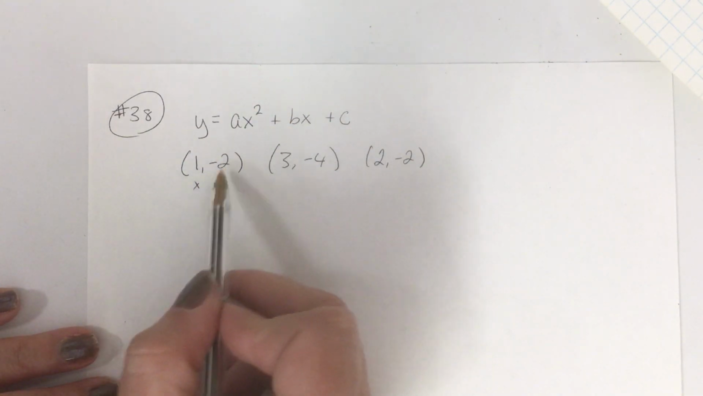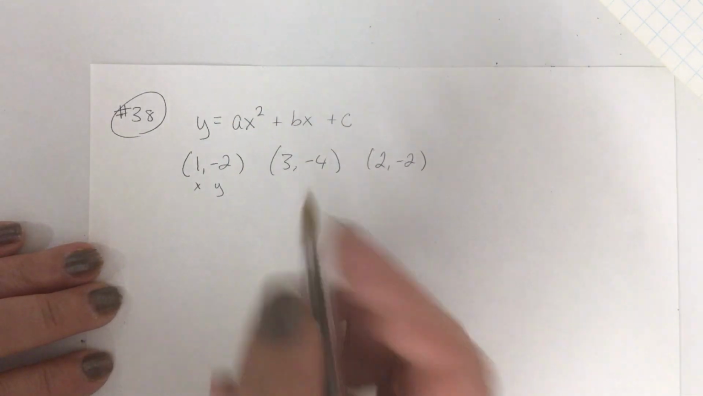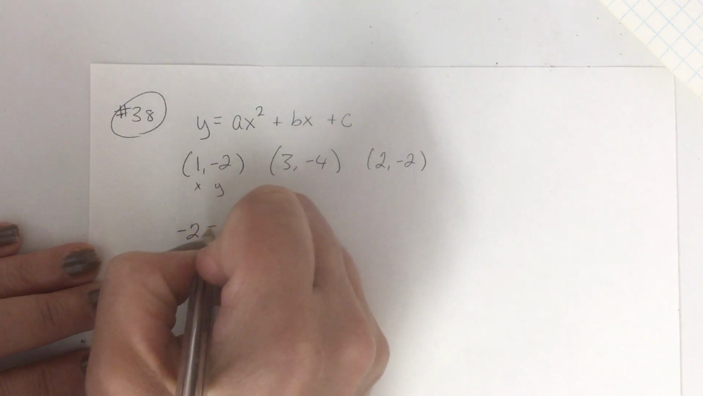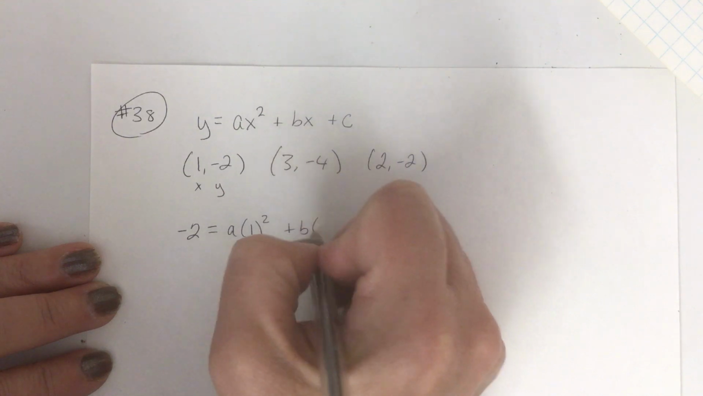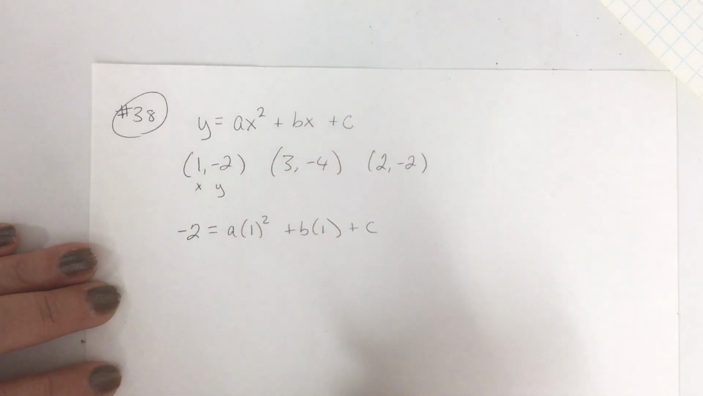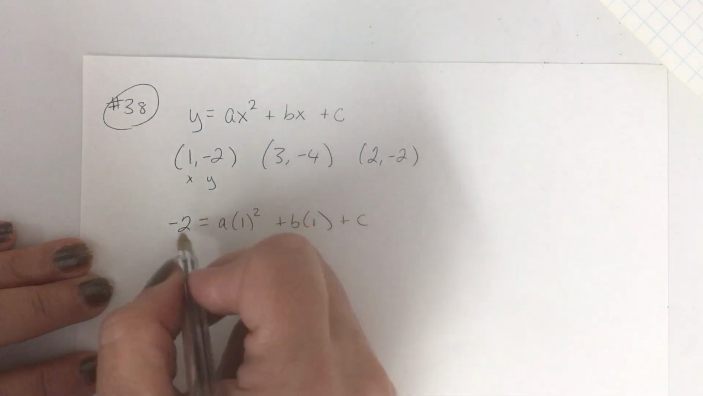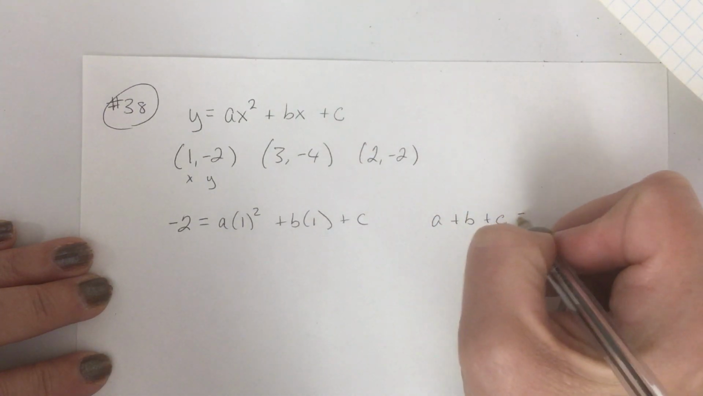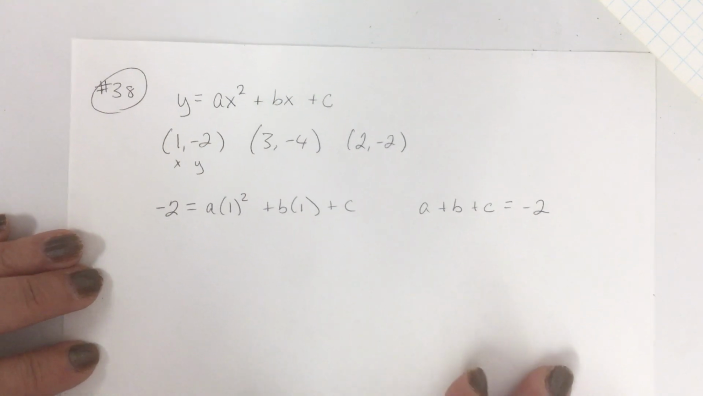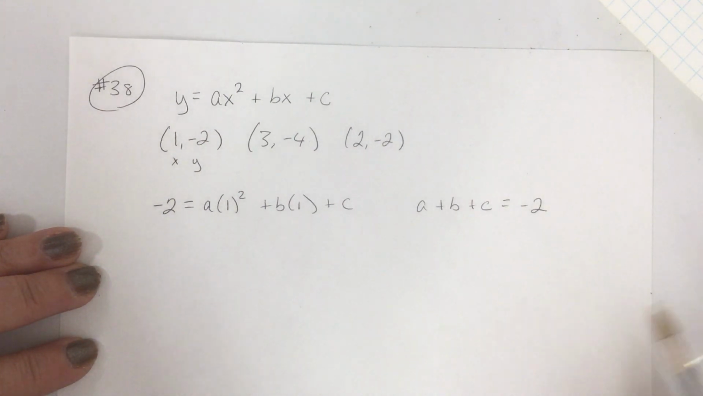So we're going to take this point and plug it into this equation, and we're going to say -2 is equal to a times 1 squared plus b times 1 plus c. Then I would rewrite that as a plus b plus c equals -2, because we're just used to seeing the number on the right-hand side.